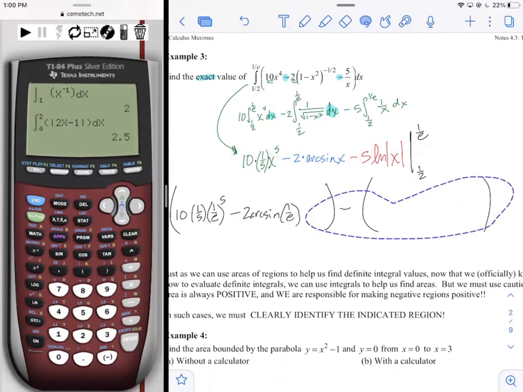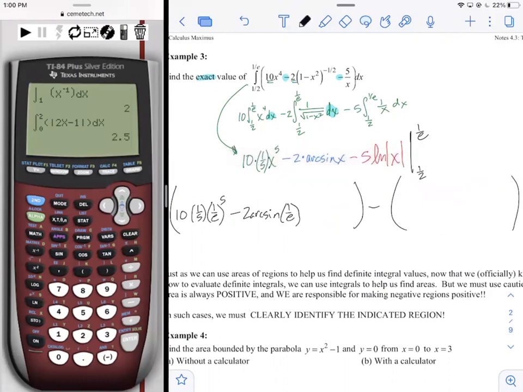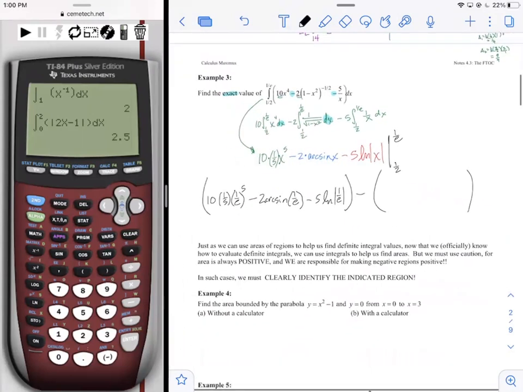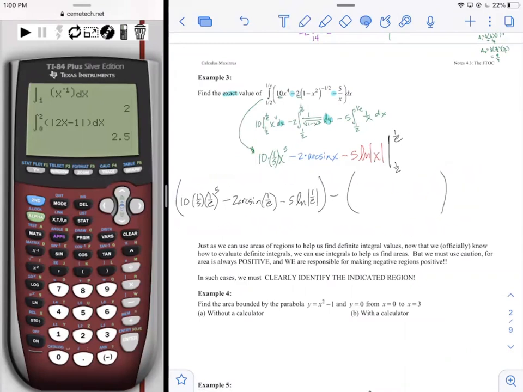And then minus, I need more space here, right? Minus 5, the natural log of the absolute value of 1 over e, which if you forgot the absolute values there, you wouldn't lose points because 1 over e is already positive. All right, so there's the first term. I will now do the second term.